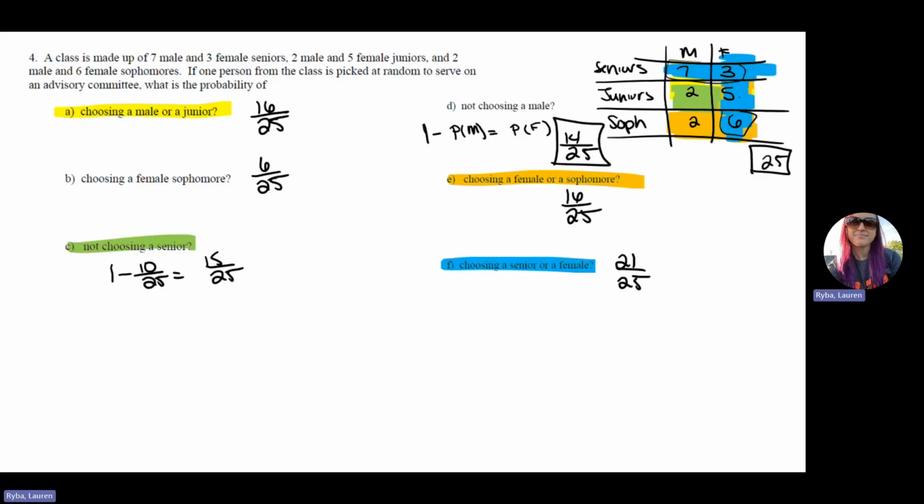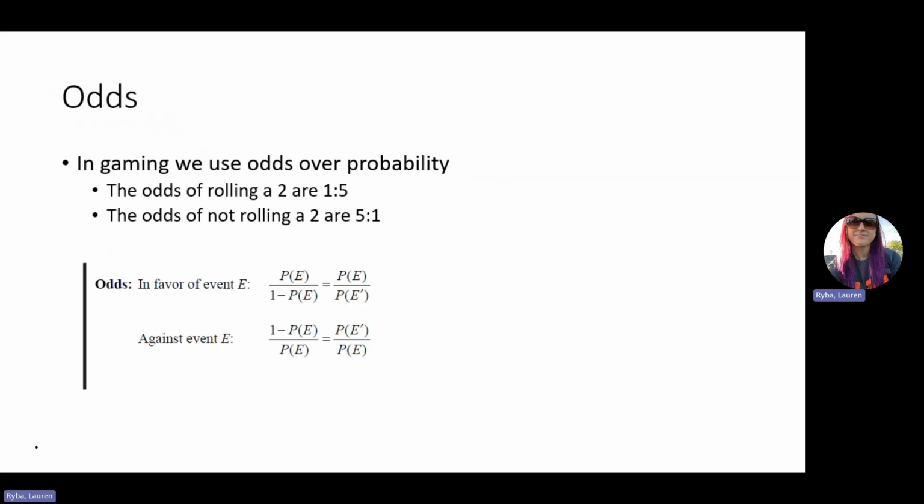We are also going to talk about the concept of odds. So probability is the number of successes over the total number of possibilities. Okay? Odds are going to be the number of successes over the number of failures.